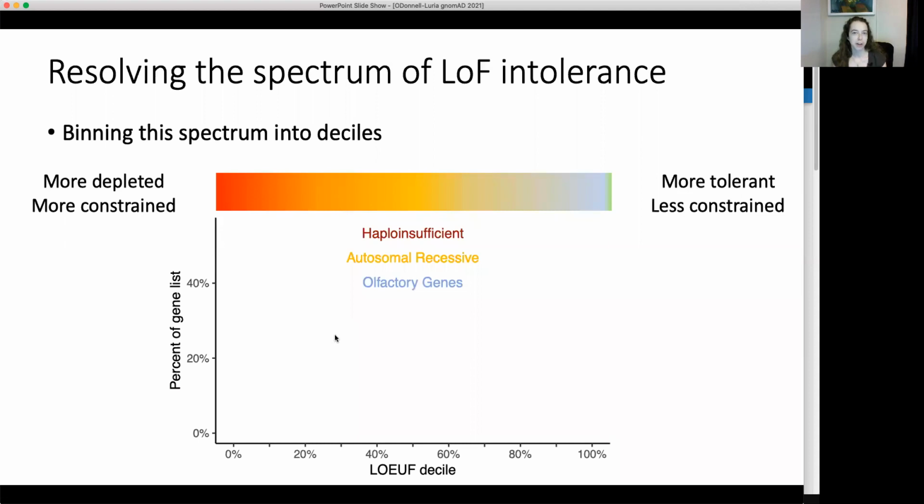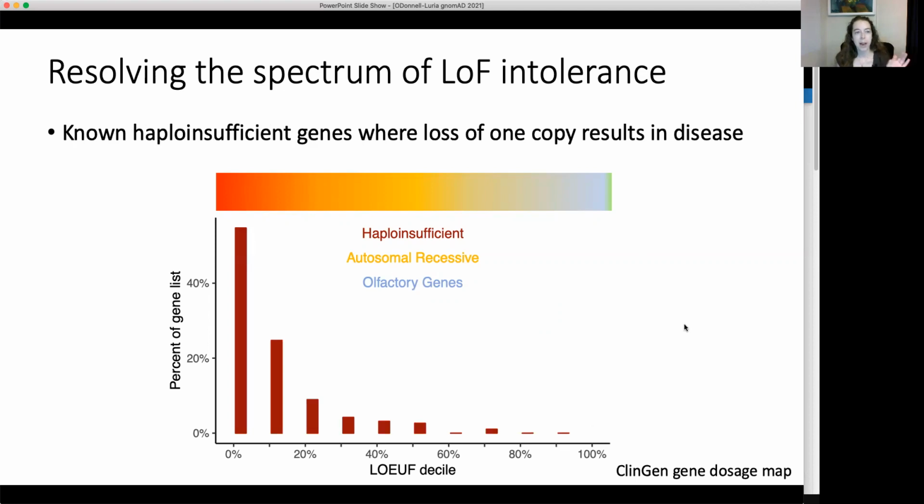But as we look at the spectrum of loss of function intolerance, and we take genes that we know whether they're haploinsufficient, recessive, or tolerate loss of function, this is what we see. So again, loss of function depleted genes will be over here on the left, close to 0, and loss of function tolerant genes will be closer to 100. If we take known haploinsufficient genes, where loss of one copy of the gene results in disease, we can see that those genes in the general population as a group are depleted for loss of function variation.